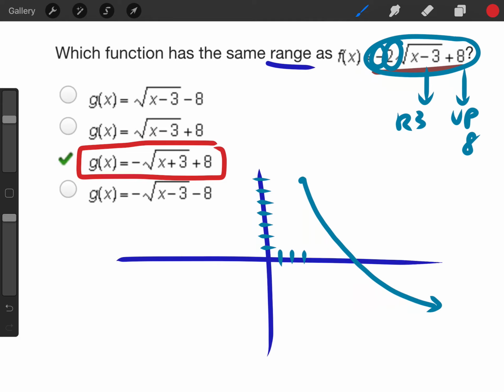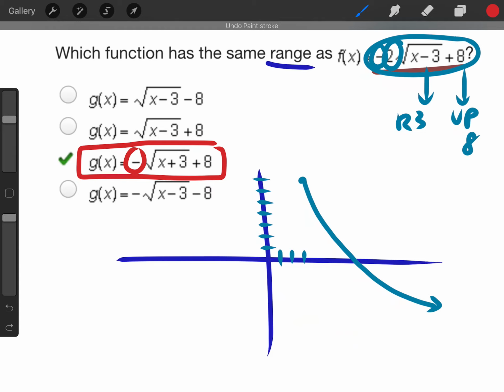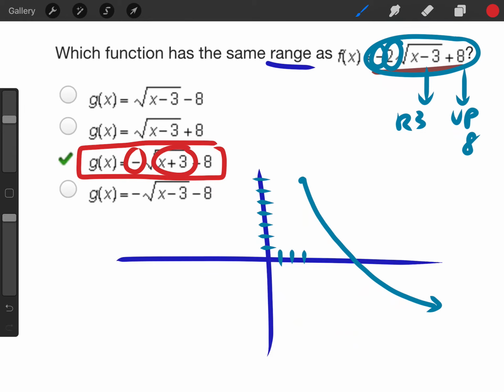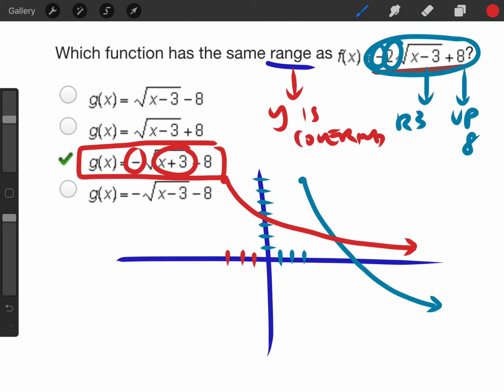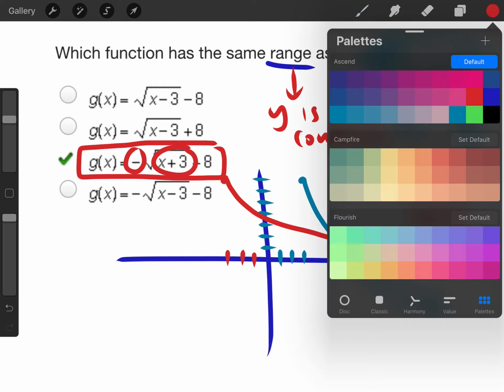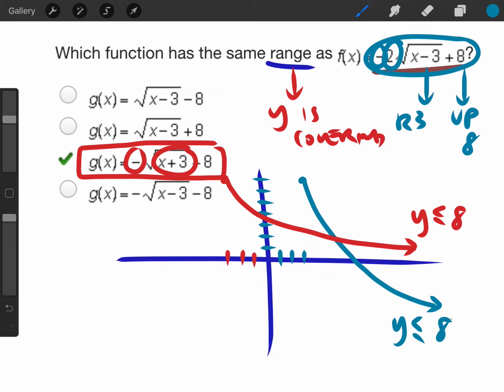Okay, so the range, we're focusing on just the range. So this one, you're gonna have a reflection, and then it's gonna go towards the left by 3 units, 1, 2, 3, going up by 8 units. So starting point right here. So this is gonna be your graph for the third option. You see that the range is how much y is covering. So both have a range where y is going down, so y is less than or equal to 8 for both of them.